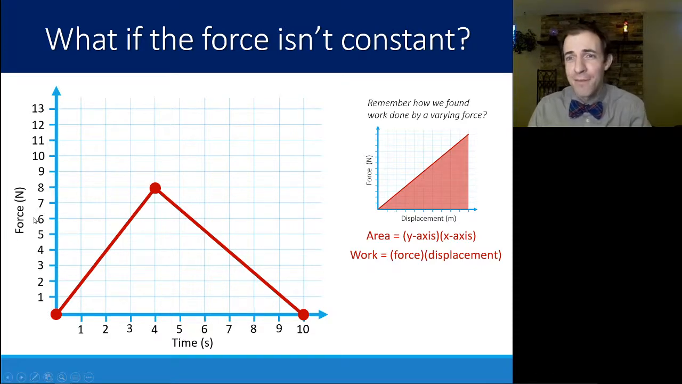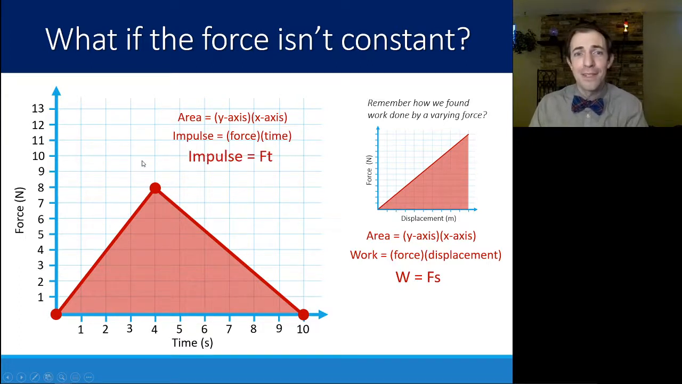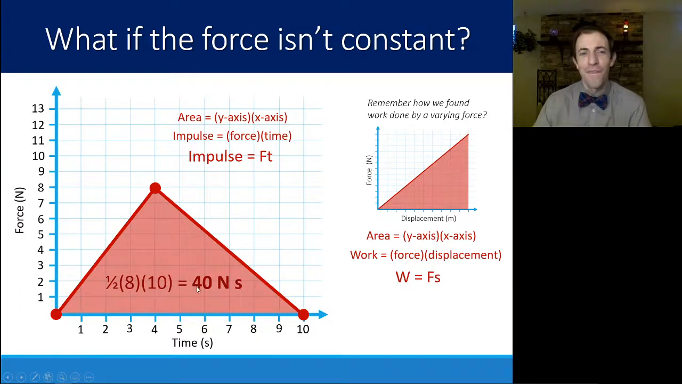This graph is not force versus displacement, it's force versus time. So if I found the area here, the y-axis times the x-axis, force times time, is the same thing that we've been doing here to find the impulse. Impulse is force times time. So if you can find the area here, you can find the impulse. In this case, the area is 1/2 times the base times the height of this triangle. The base is 10, the height is 8. So 1/2 times 8 times 10 is 40 Newton seconds. Or you could use the units of momentum, 40 kilogram meters per second.